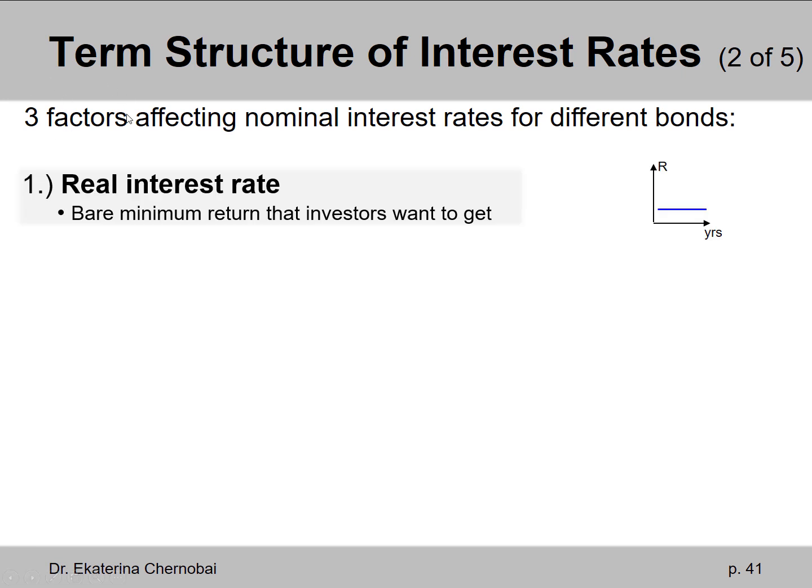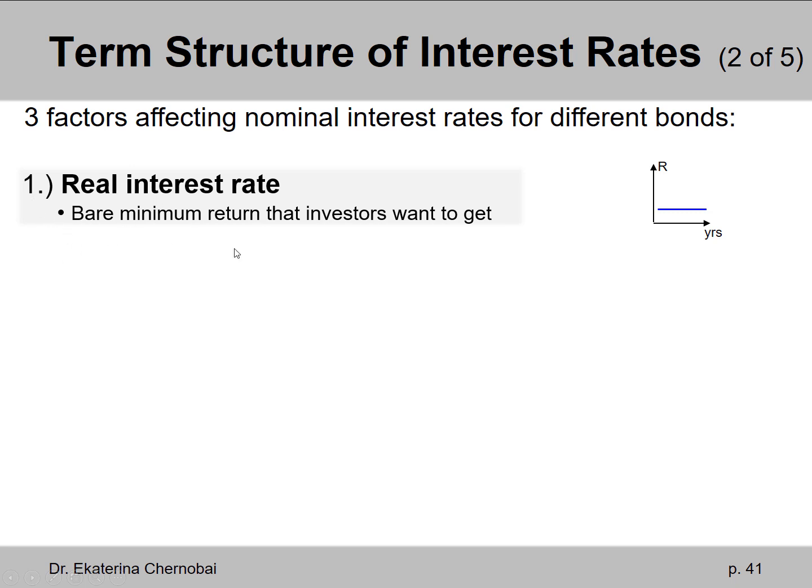There are three important factors that affect the nominal interest rate for different bonds. First, the real interest rate. So when investors are buying bonds, why do they do that? Because they want to end up with even more money in the future. They want to get some return. So there's this bare minimum return that investors would like to get. That's the real return, right? The real interest rate. We already know what it means.